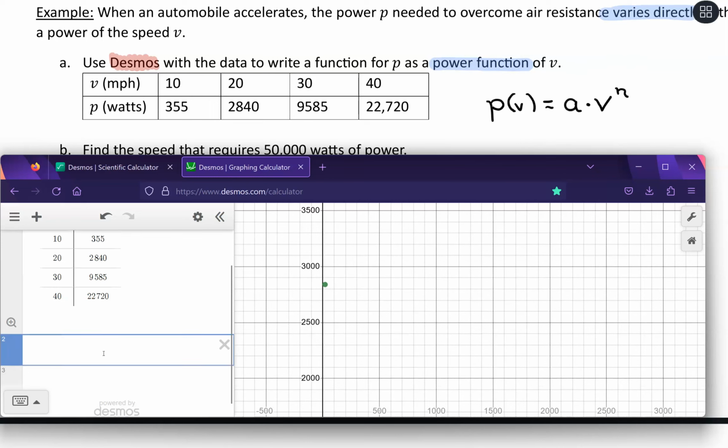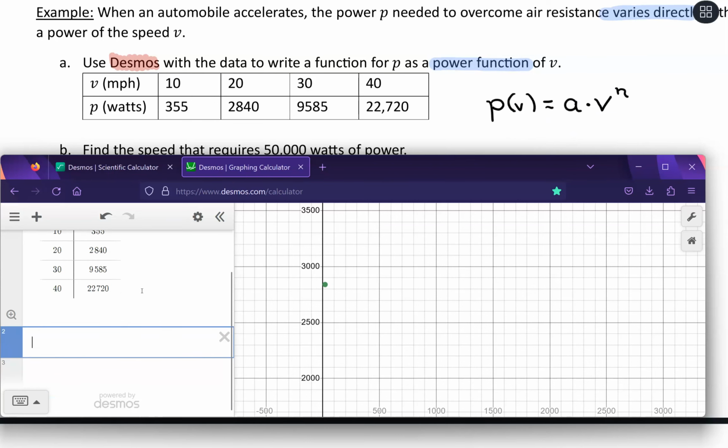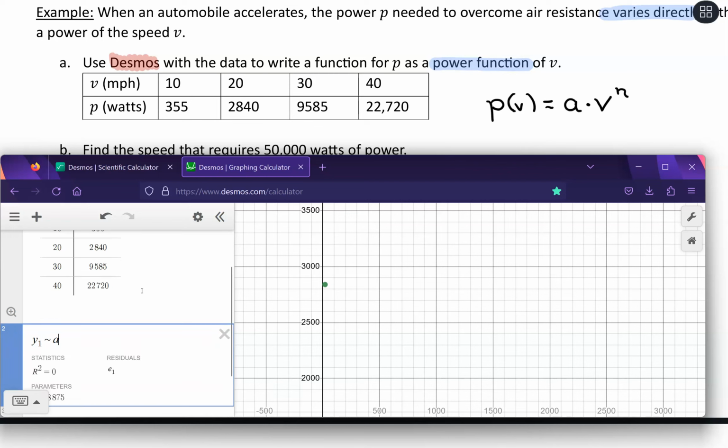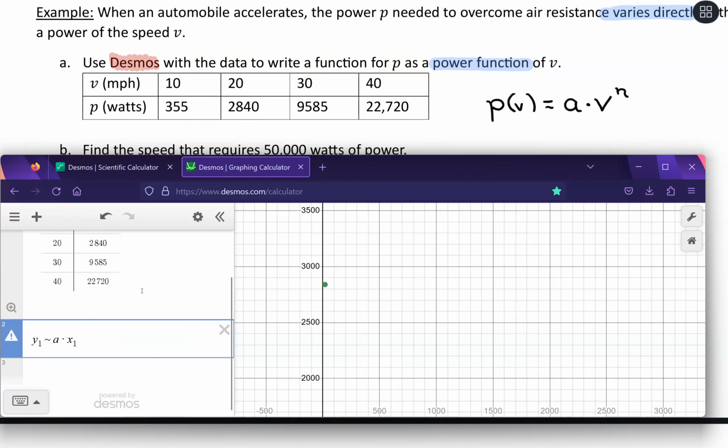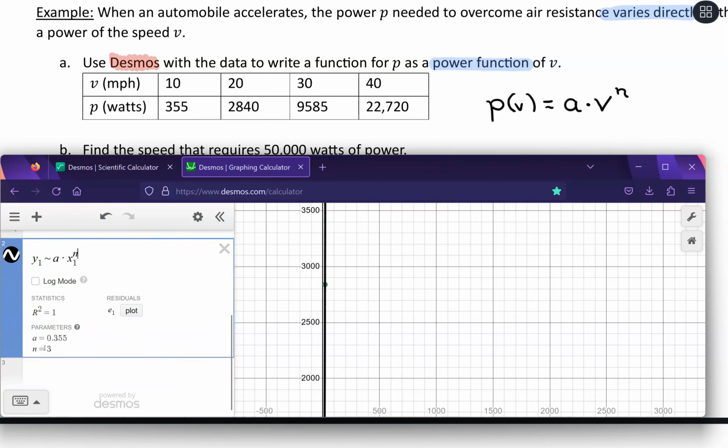So what I want is a function for our outputs, which is y1. So I'm going to go y1 tilde, so my little squiggle there. I have some unknown. I'm going to go ahead and call that a times our input value, which we put in our table as x1, and then we're raising that to a power of some unknown n. And what this is going to do is fit values to the data so that it's the best fit, giving us values for a and n right there.